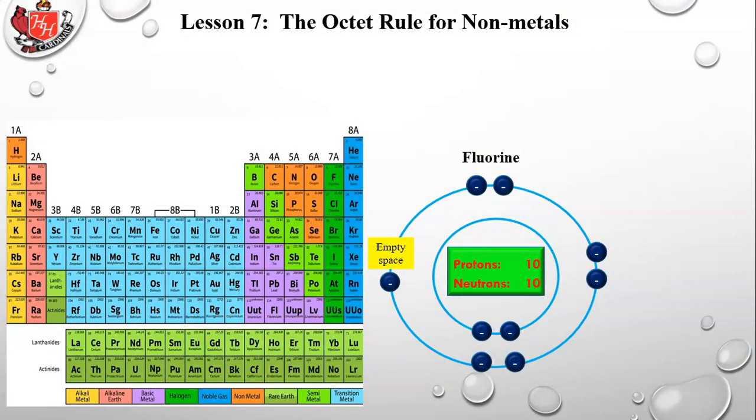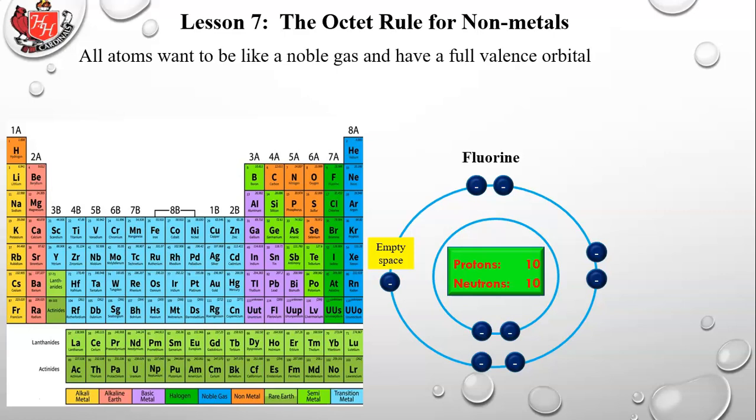So now let's look at the octet rule for nonmetals. And these are the orange elements, as well as the halogens, which are the dark green elements: fluorine, chlorine, bromine. We don't count the noble gases as part of those. So there's not very many nonmetals, yet as we mentioned earlier, they're very important because your body is made up almost entirely of nonmetals.